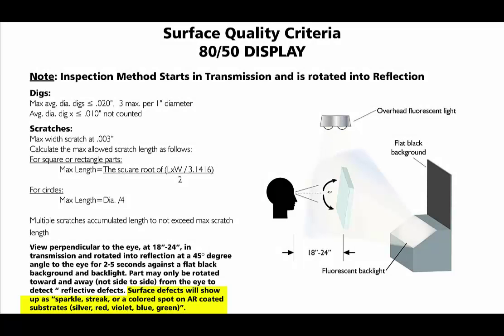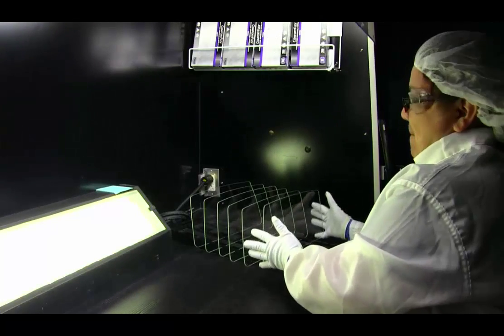On coated glass, the inspector looks for surface defects such as streaks or coating defects that may show up as red, silver, blue, violet, or green stains.